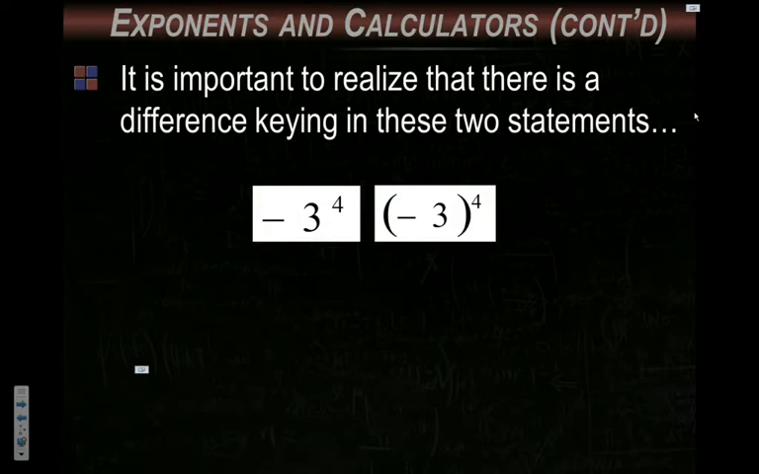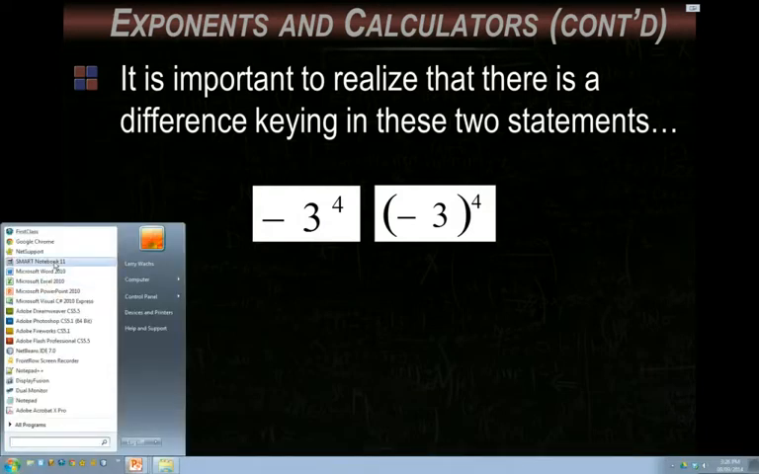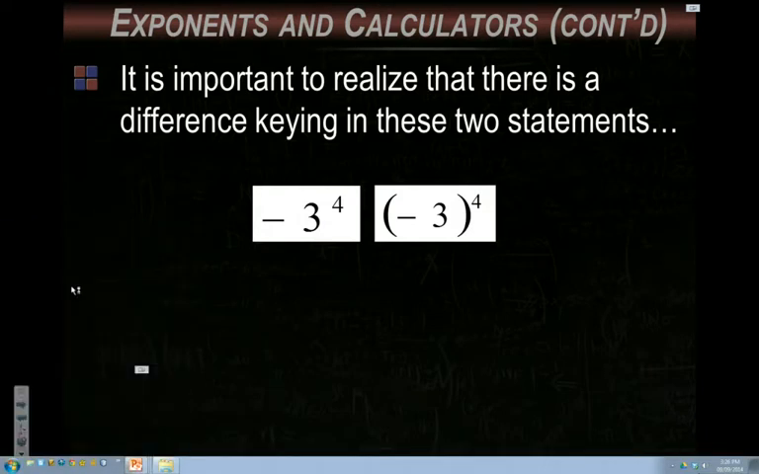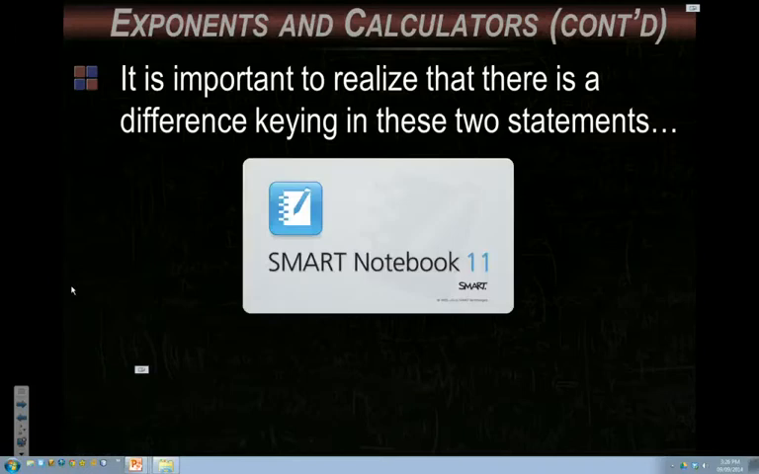So let's think this out. I forgot to start my smart notebook here. Okay. Now, what we're then going to do is multiply it by itself again. But I don't want you to think about all this mental math at this point. I just want you to think about what's actually happening with the signs here. Because we have -3 times itself 4 times.